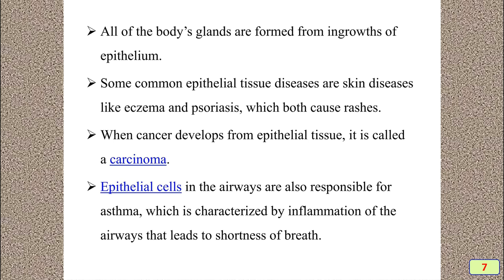Then, epithelial cells in airways are also responsible for asthma, which is characterized by inflammation of the airways that leads to shortness of breath or difficulty in breathing, or sometimes choking, leading to asphyxia. Sometimes it is the complete stoppage of respiration, which is also called choking.